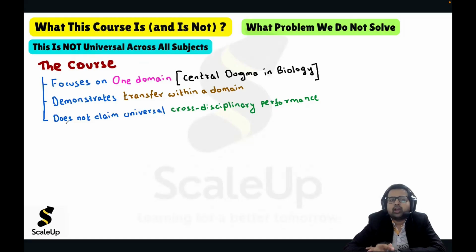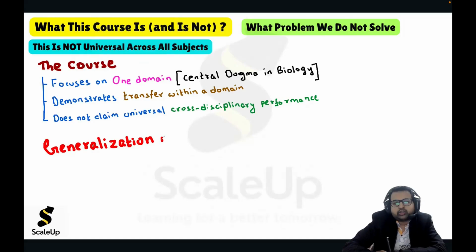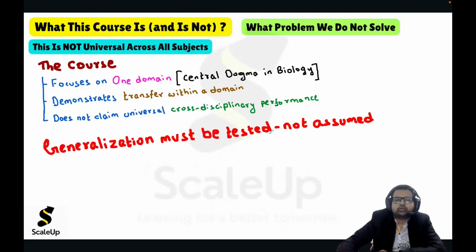So we have clearly defined the scope of the course, wherein we have specified that this course is not about artificial general intelligence. This course is not about autonomous teaching. This course is not about bias-free AI models. And this course is not about building an AI model which will be universal across all subjects. So the idea is generalization must be tested, not assumed.